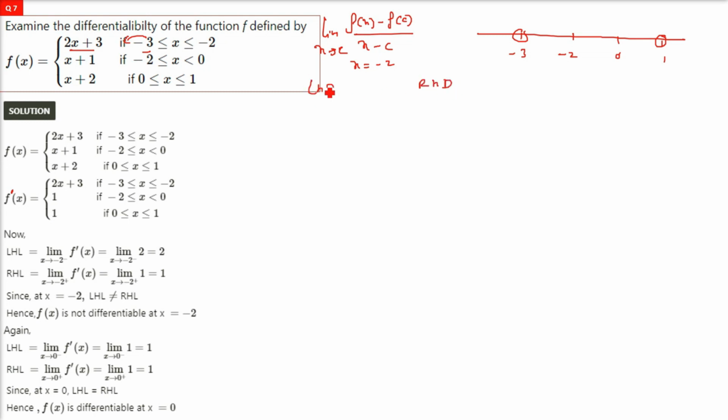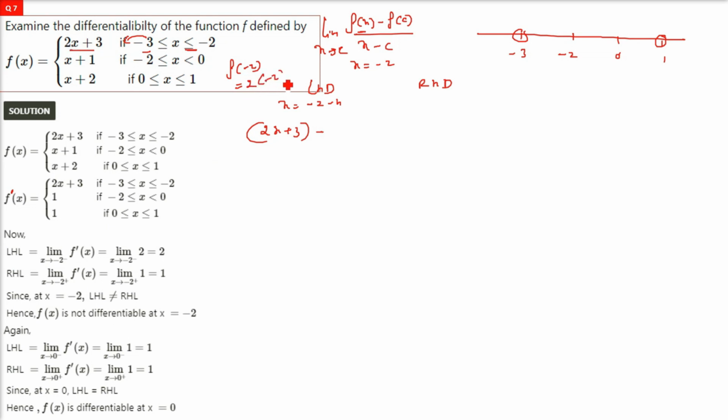So let us say I'm checking at x equals minus 2. For the left hand derivative, I'll put minus 2 minus h, because we are just going a bit backwards from minus 2. So in place of f(x) I have to use 2x + 3. And when you put f(c), that is f(negative 2), this equality sign is here, so you have to use the 2x + 3 function here. So remember why I'm doing this. It is going to fail. I'll show you how it fails.